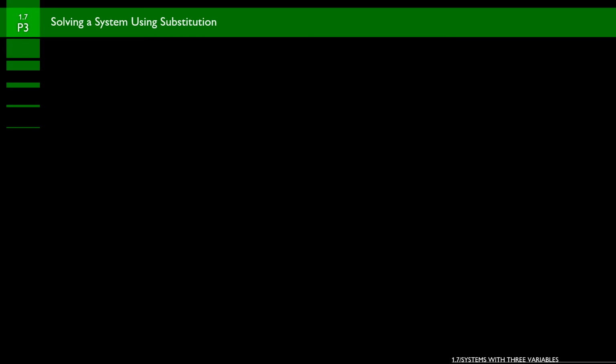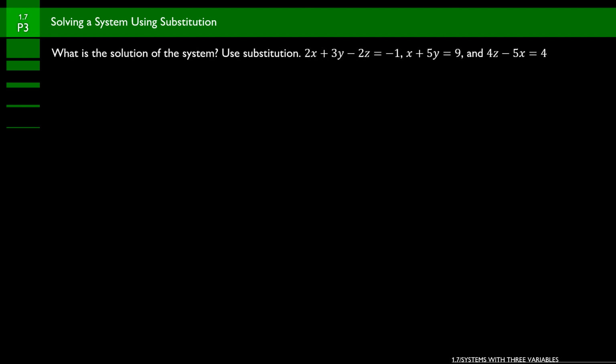So finally, I'm going to use substitution to solve a system of equations. And I'm given 2x plus 3y minus 2z equals negative 1, x plus 5y equals 9, and 4z minus 5x equals 4. Now, since the x in the second equation has a coefficient of 1, that's going to be the easiest one to isolate and then substitute into the other equations. So when I take x plus 5y equals 9, and I isolate x, I get x equals negative 5y plus 9. I am then going to substitute that value in for x in both of the other equations.